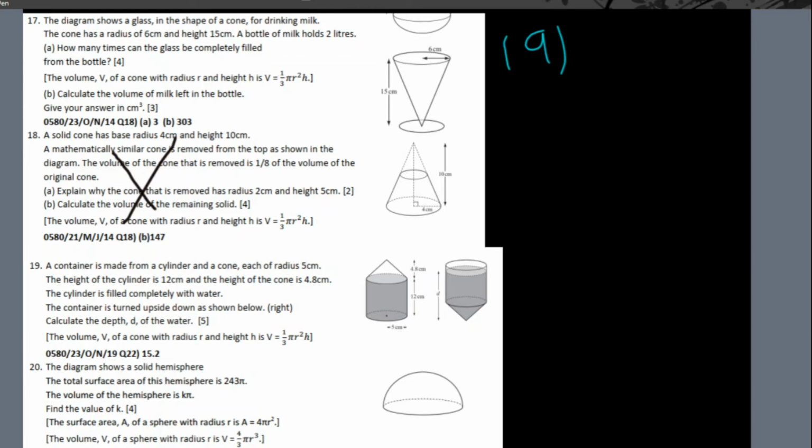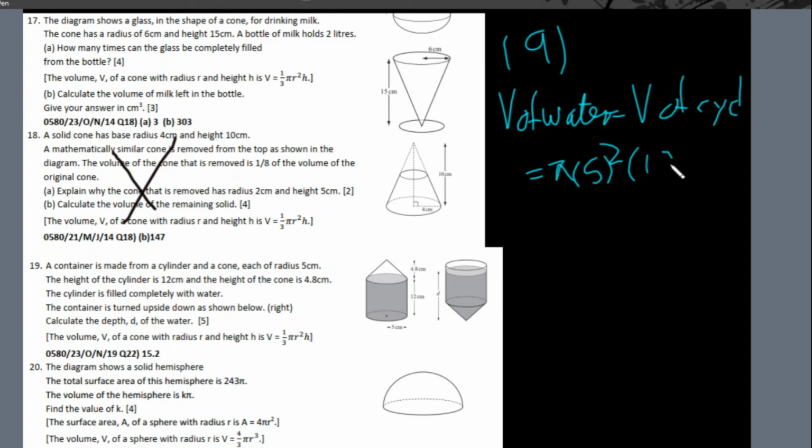So first we need the volume of the water. So volume of water will be volume of cylinder from the first shape. So volume of cylinder is pi r square h, which gives us, I'll write this in the form of pi, 25 times 12 is 300 pi. So the volume is 300 pi. Now we need to find the depth. So we know that this height is 4.8 from here.